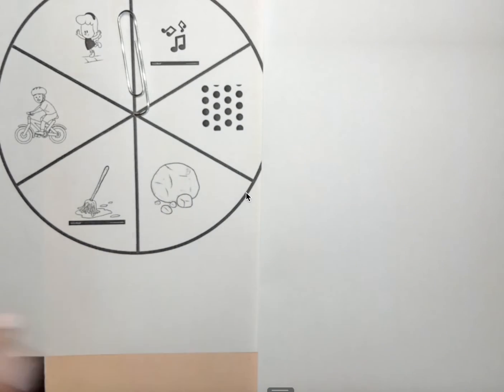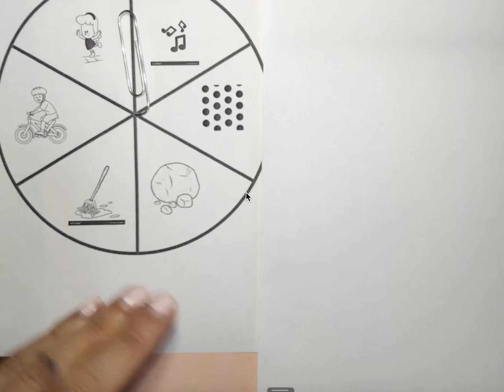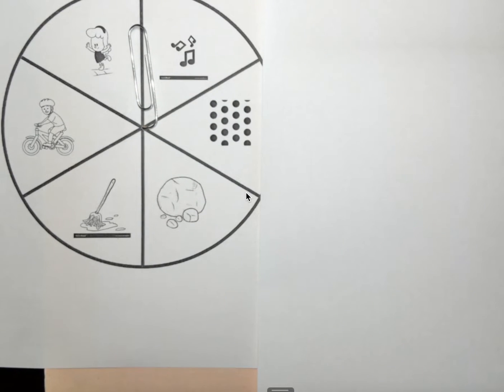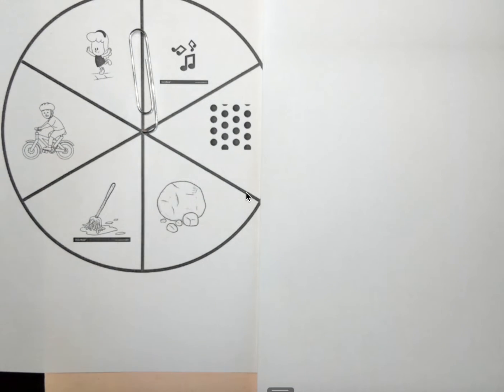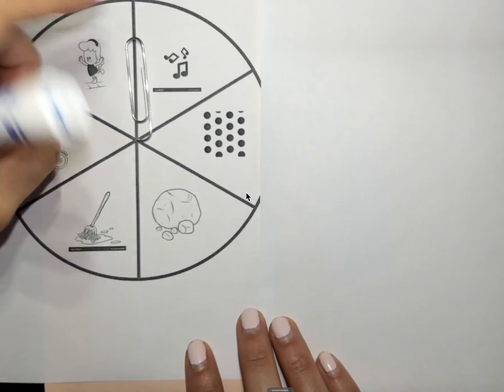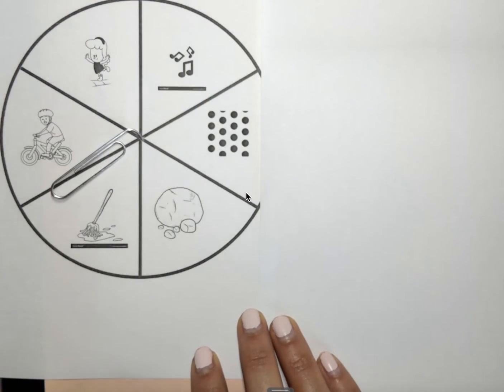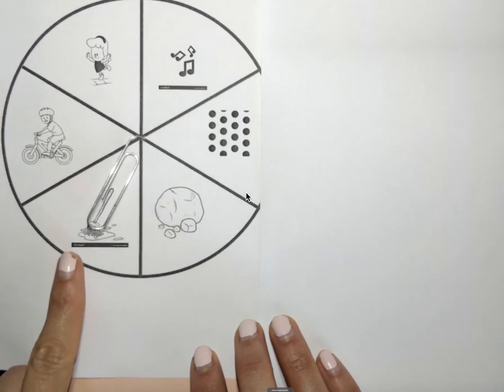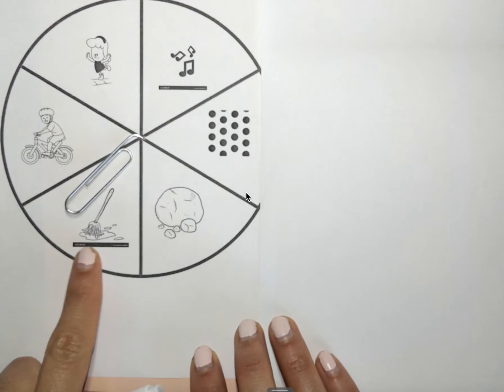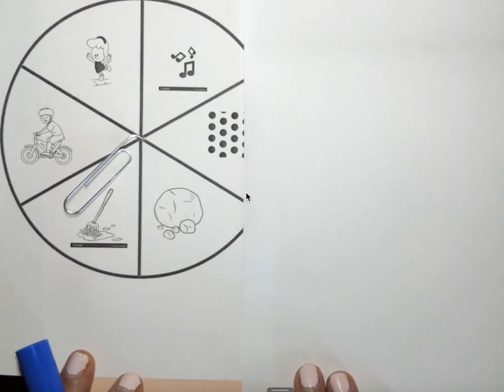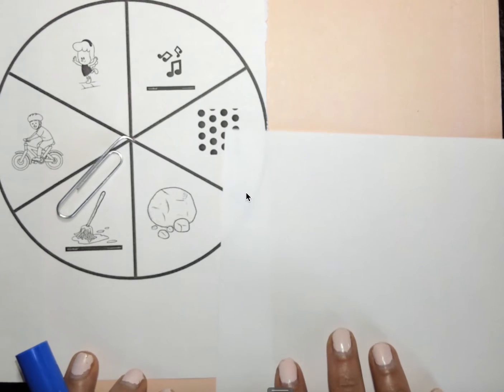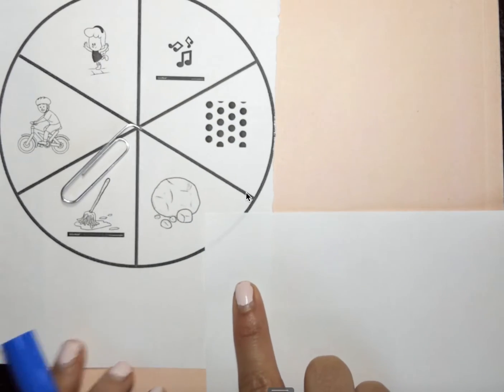Now, in some of these words, the O will be making the ah sound, or the O will be making the O sound. So I'm going to have to really figure out how I'm going to write these words today. So I'm going to spin it. Here we go. It landed on mop. Can you say that with me? Mop. So I'm going to try to write mop.